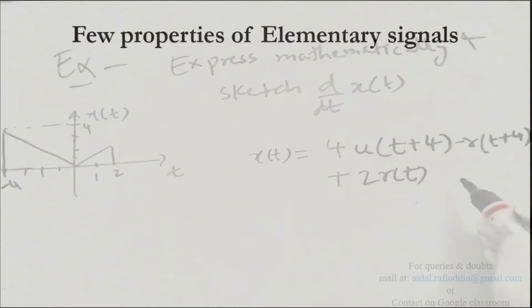This is going to be possible if we have another negative slope along with a step signal that has a magnitude of -2. So if we add a negative slope, minus r(t-2), starting at t equal to 2, and then again add another signal, minus 2u(t-2), which starts at t equal to 2, this is the required mathematical expression of the given waveform.